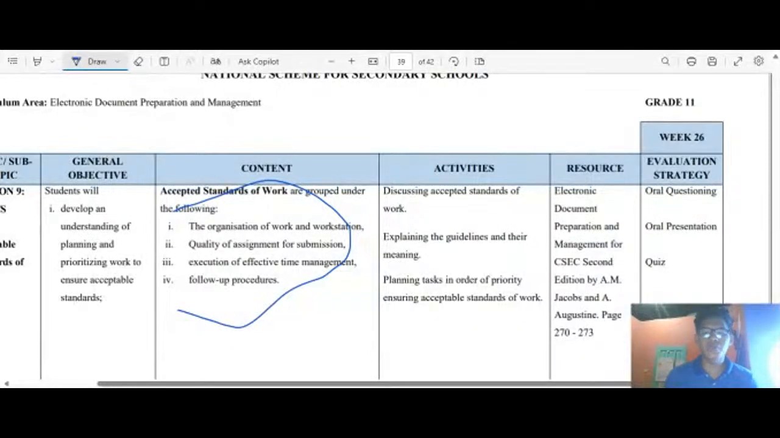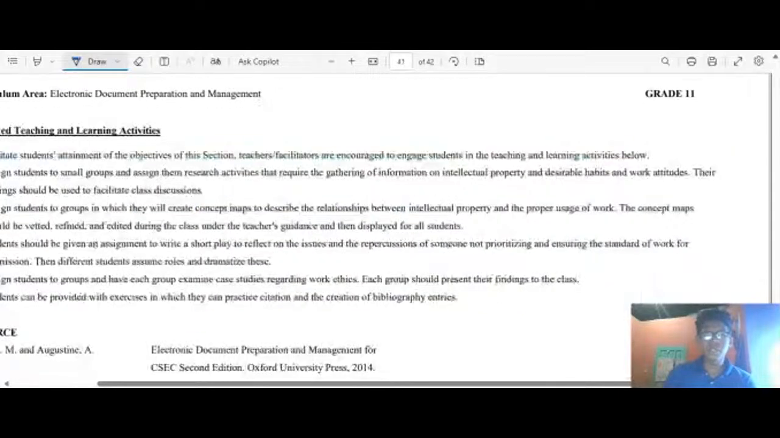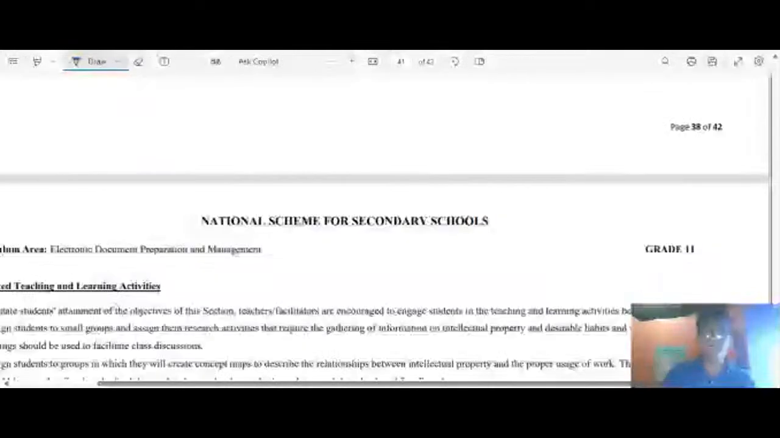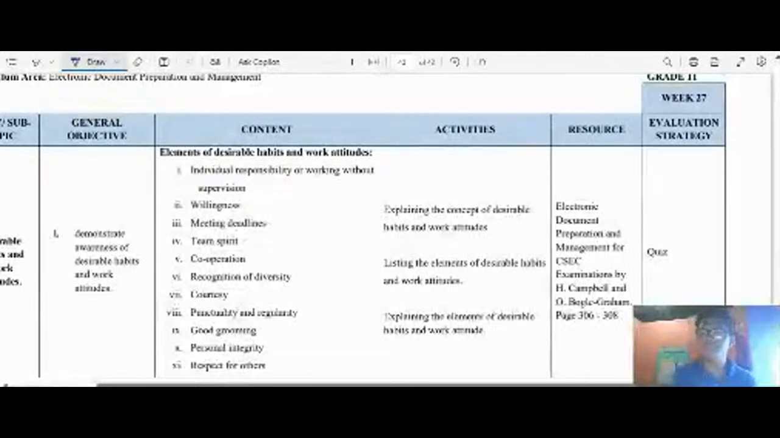The organization of work and workstation: what is your work? How is your work ethic actually? What is your orientation to your work and stuff like that? So that would be everything for the CSEC syllabus for EDPM. It's a 30-minute run through. This is just a look through it so that we could have a general idea of what is coming for CSEC 2025.